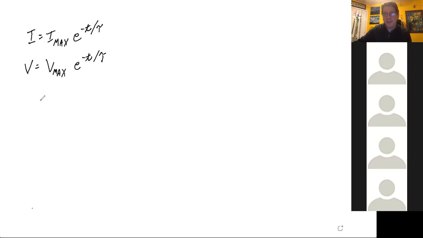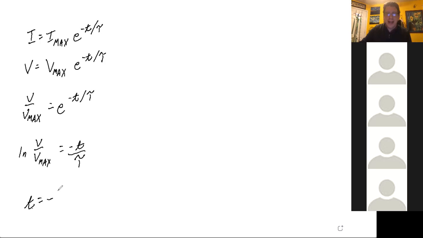The first thing you do is divide both sides by V max. And now you have V over V max is equal to e to the negative t over tau. You take the natural log of both sides. So you get the natural log of V over V max is equal to negative t over tau. And then solving for t is easy from here. So t is equal to negative tau multiplied by the log of V over V max.